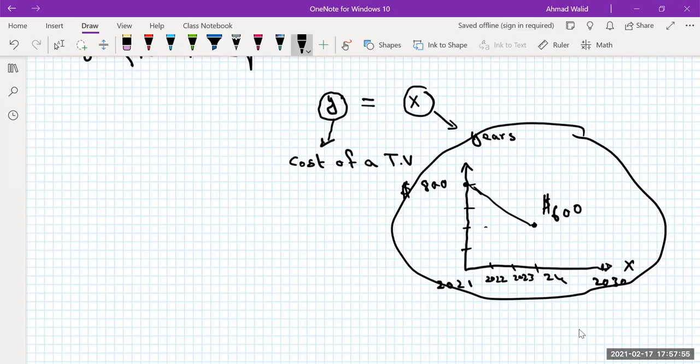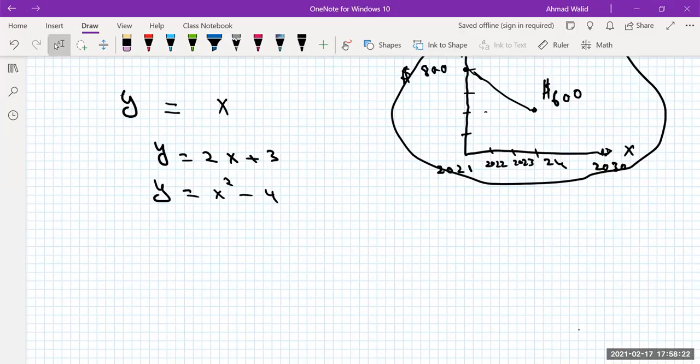But to come back to the actual lecture, when you have two quantities, X and Y, the relation between these two quantities can be expressed by an equation. For example, Y equals X plus 3. Y equals X squared minus 4. You see, all of them are equations, but you have two quantities, X and Y.